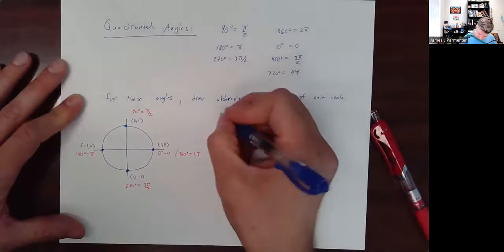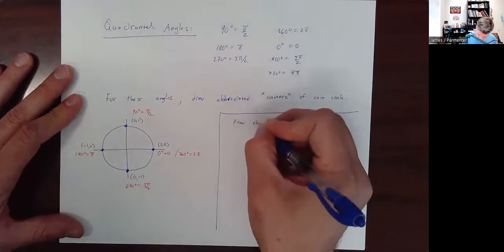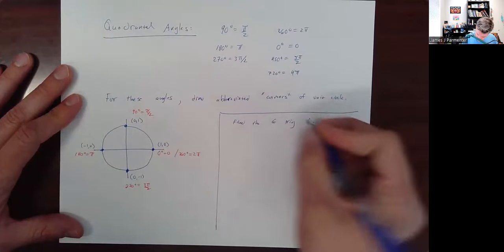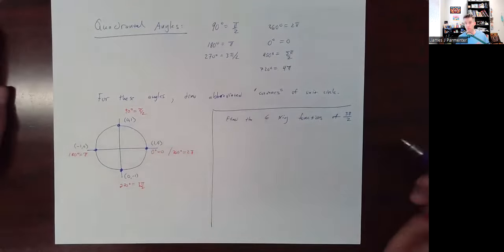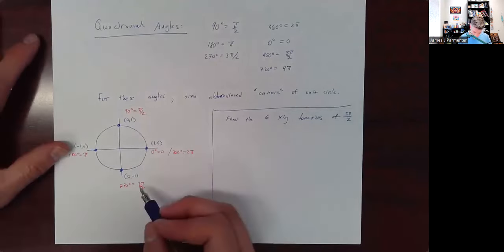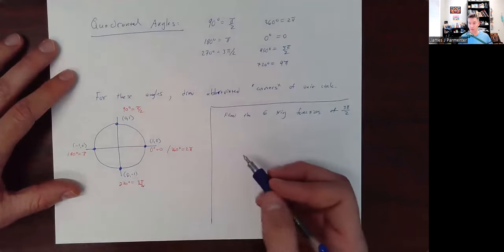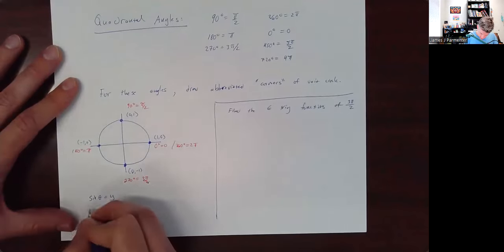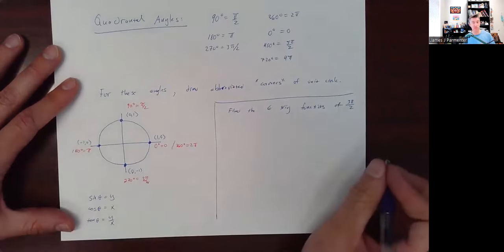So for example, I could have asked to find the 6 trigonometric functions of 3 pi/2. So I would draw my abbreviated corners of the unit circle. I would locate 3 pi/2. I would observe that the x value is 0 and the y value is -1. And I remind myself that sine is the y. Cosine is equal to the x. Tangent is y divided by x. And the rest are just the reciprocals.